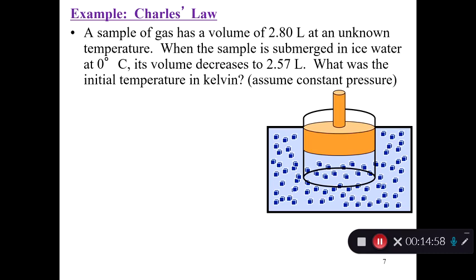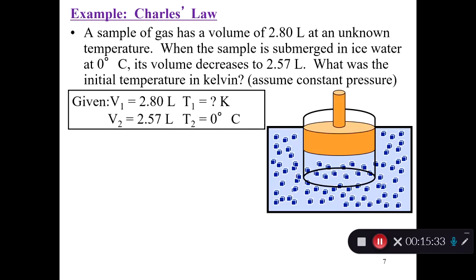Right now, I'm going to solve that. It says a sample of gas has a volume of 2.8 liter at an unknown temperature. So the volume is 2.80, at an unknown temperature; we don't have any idea what the temperature is. When the sample is submerged in ice water at 0 degrees Celsius, its volume decreases to 2.57 liters. So we are changing the volume. The first volume is V1, 2.80, and the second, final volume is 2.57.